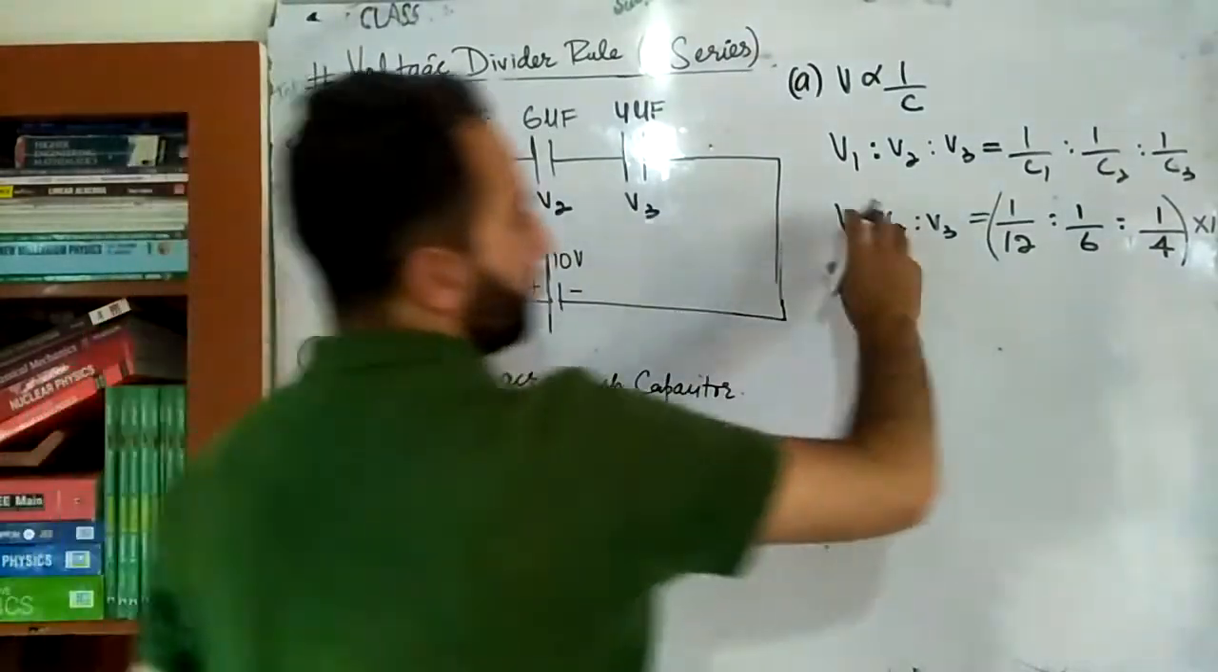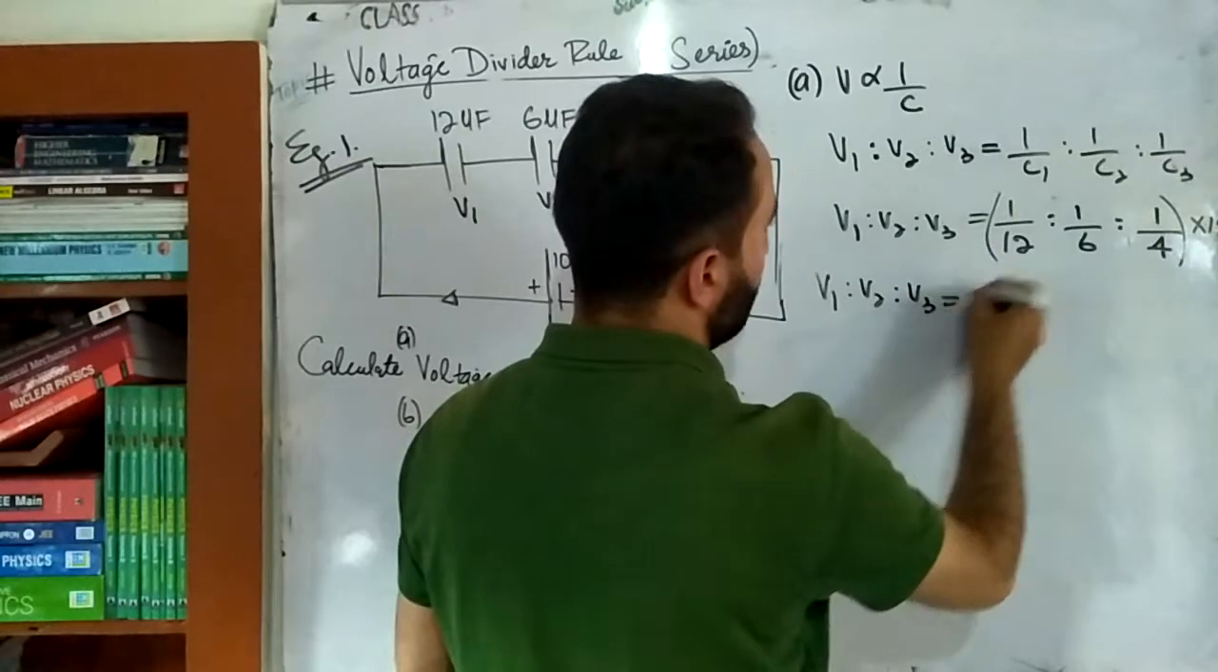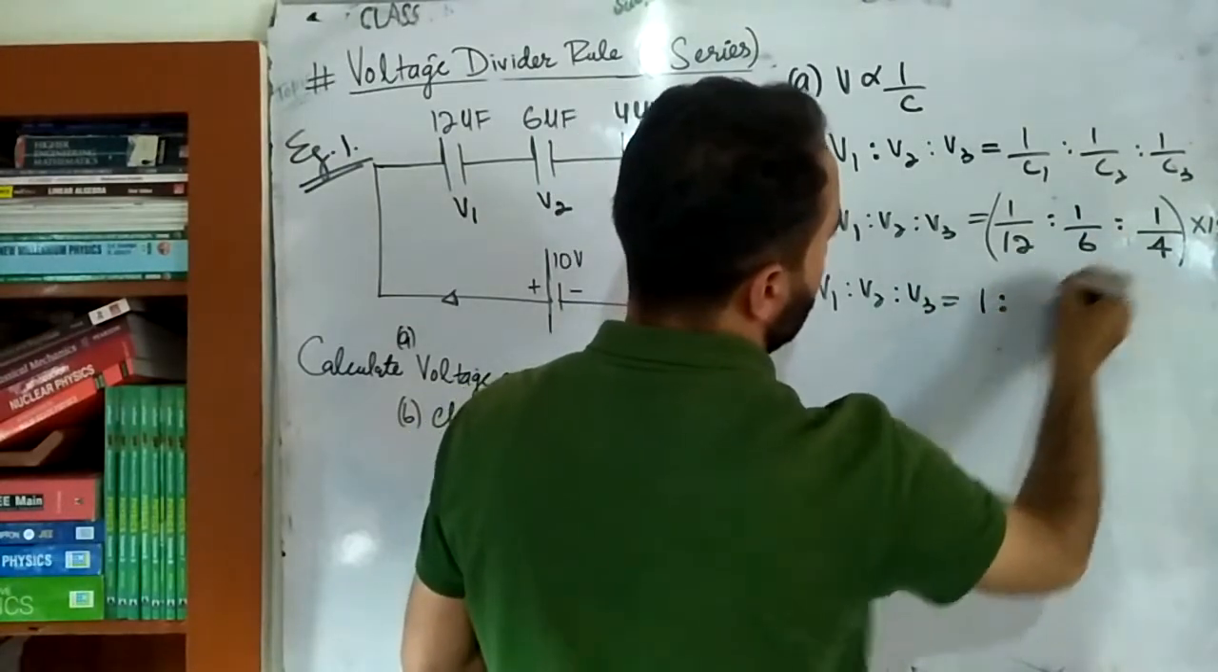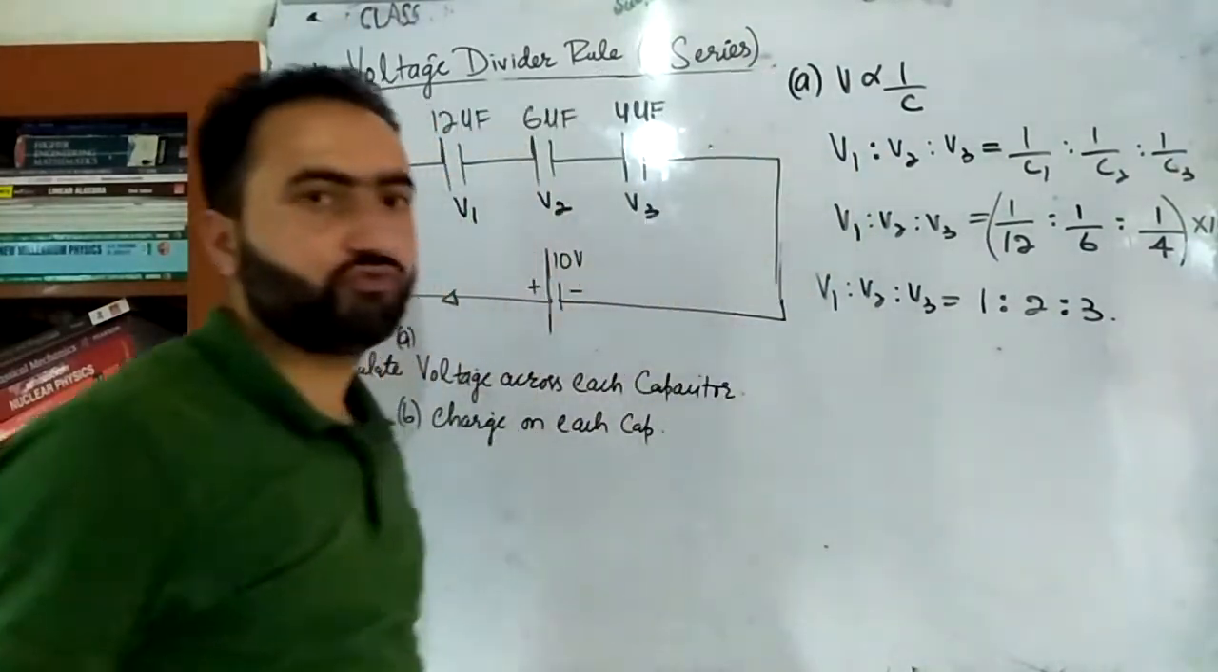So I will multiply throughout this by 12. Okay. So it will be like this. V1 is to V2 is to V3. Now 12 by 12 is 1, 12 by 6 is 2, 12 by 4 is 3. So the ratio is 1 is to 2 is to 3.